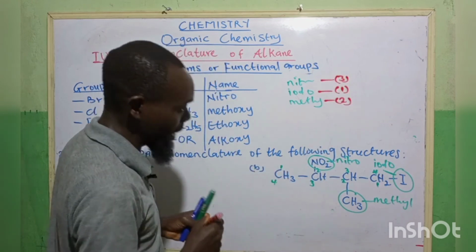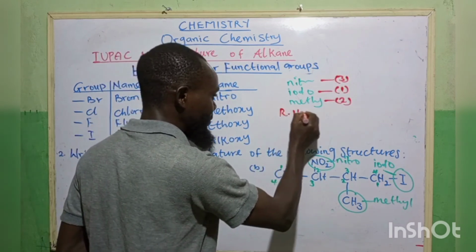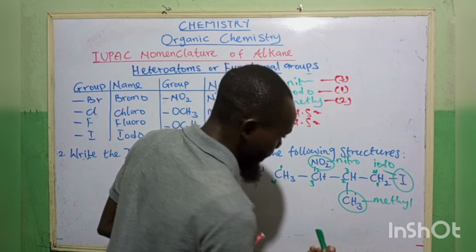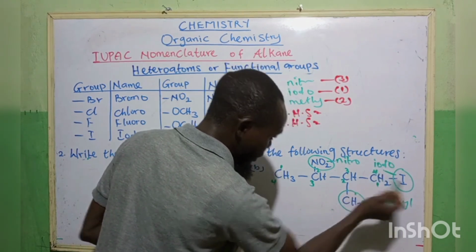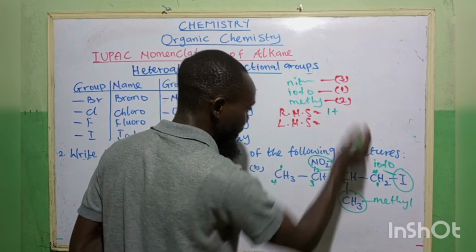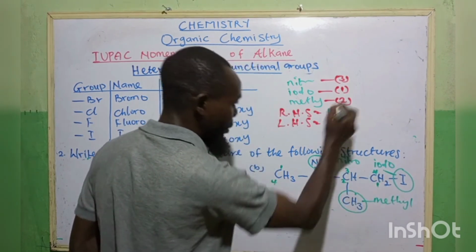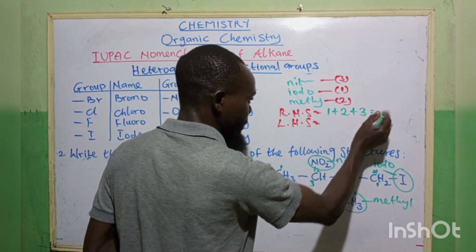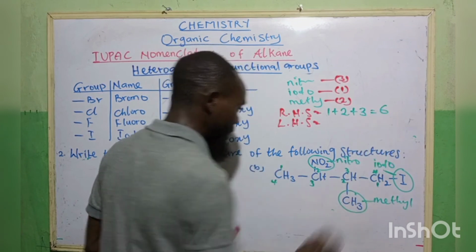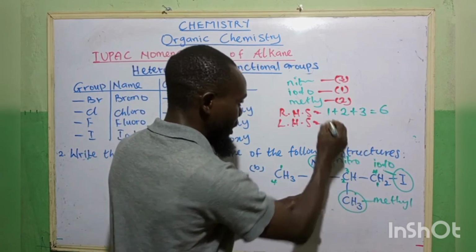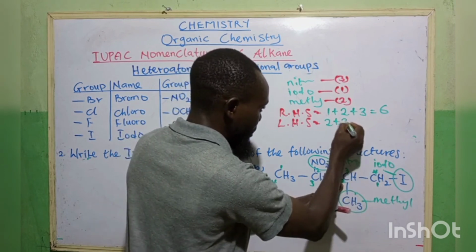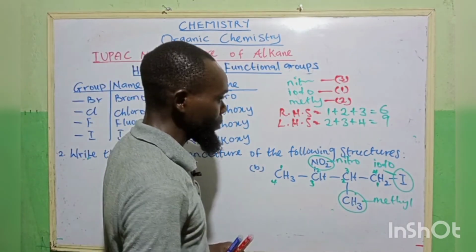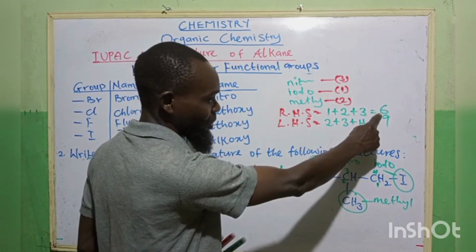So let us now look at the right hand side and the left hand side calculations. From the right hand side, iodine, if I say 1, iodine is on the first carbon, 1 plus 1, 2. Methyl on the second carbon, plus 2, 1, 2, 3. NO2 on the third carbon, 3 plus 2 is 5, plus 1, 6. On my left hand side, 1, 2, 2 plus 3, plus 4. 4 plus 3 is 7, 7 plus. Now, definitely, I'm going to start from my right hand side because of this 6.